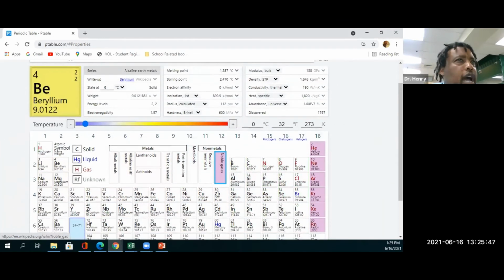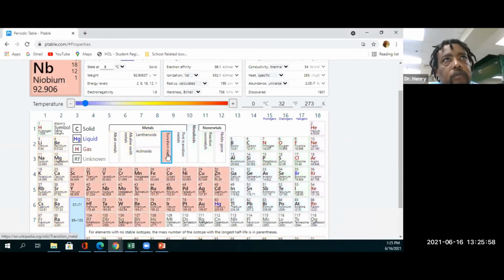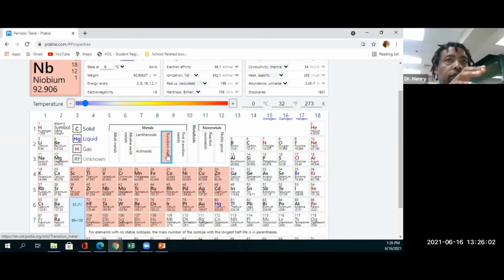Transitional metals are a little complicated. I like to think of it as that term, transition. What does that transition mean to you? Somebody's transitioning. What does that mean to you? Changing. Okay. So these metals here, when they get into complexes, they can change. They're not always going to be the same. They can be different in terms of the number of electrons that they have. And we will be talking about that.